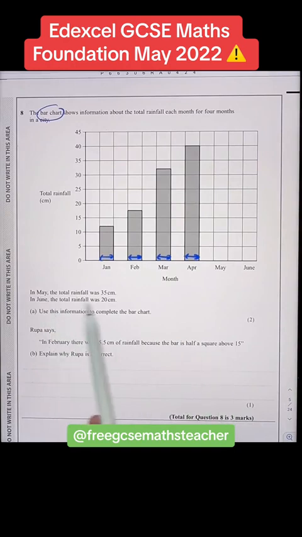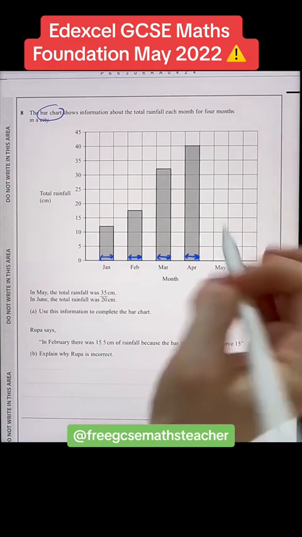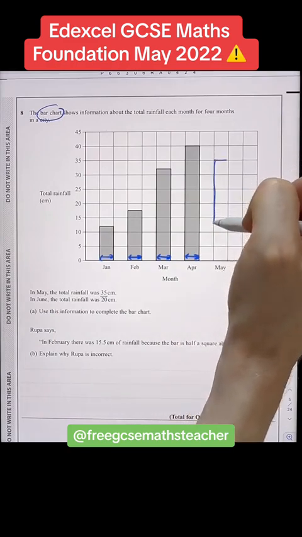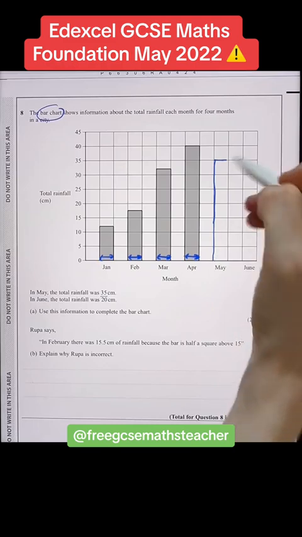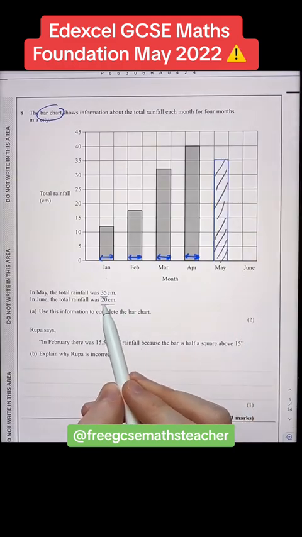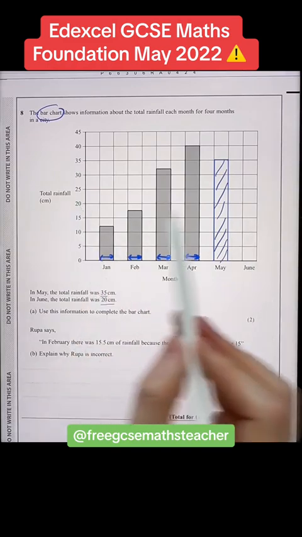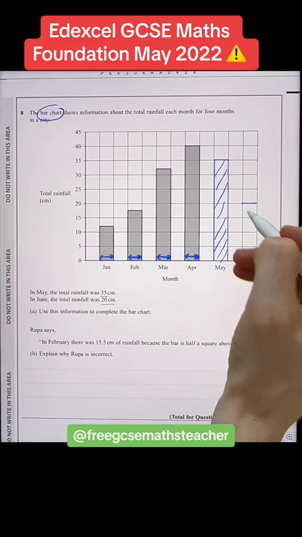The height of the May bar must represent the total rainfall, which is 35 centimetres. So for May, we're going to look at the scale, go up to 35, and it's going to have a width of 1. And I'm just going to use a ruler and make my bar. Repeating this process for June, we now have a total rainfall for June of 20 centimetres. So the height of my bar for June, look at my scale, must go up to 20. And again, the width of my bar must only be 1 square.